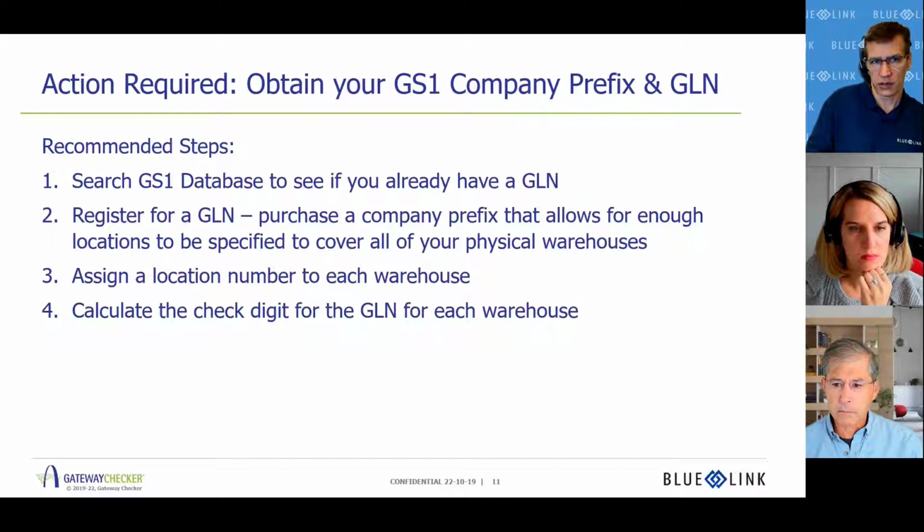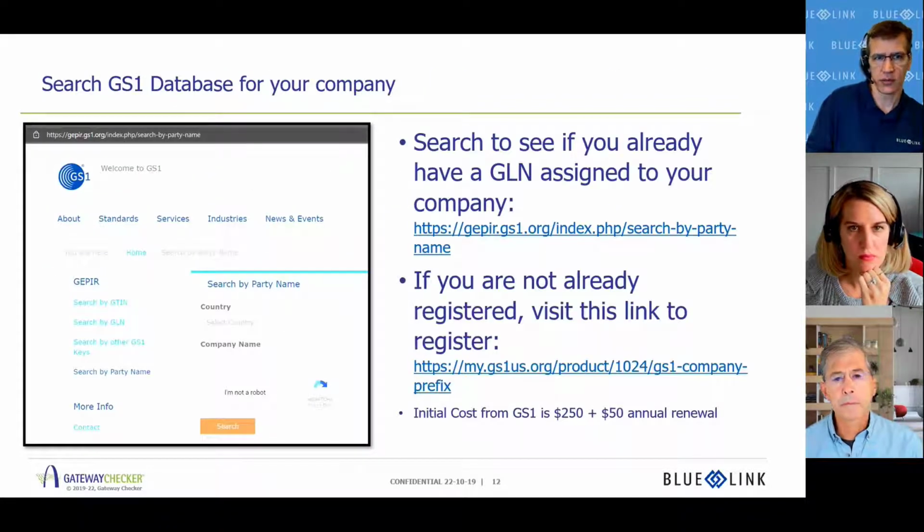You're then going to assign a location number to each warehouse that you have. If you have more than one shipping facility, you're going to assign a different integer to each one of those, and then you'll do a calculated check digit. So let's dive into what I'm talking about here. The first part, I said, search the GS1 database. Everybody's going to get a copy of these slides, so you can visit these URLs a little later. That's the URL for the GS1 search. You can also just Google the phrase GS1 GLN search, and I'm sure you'll find it.